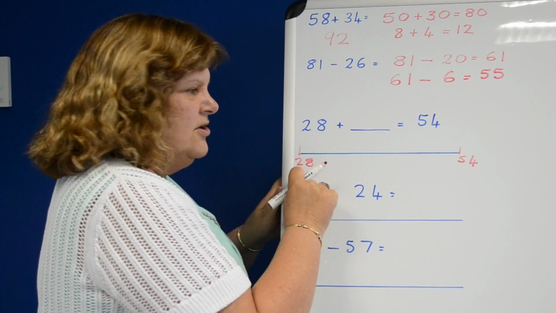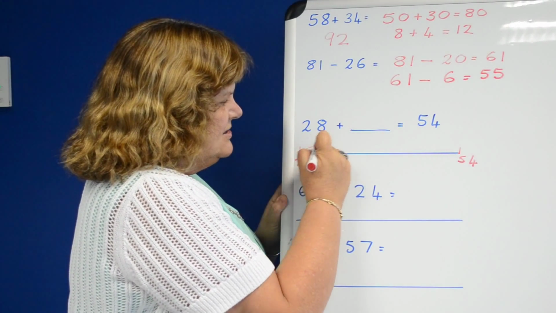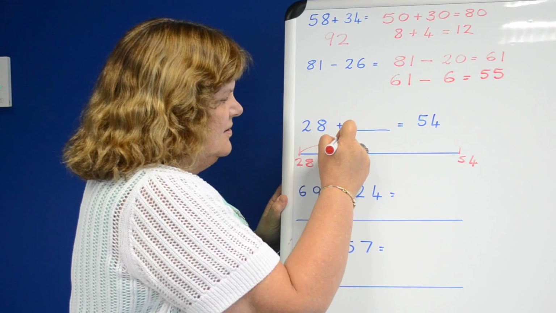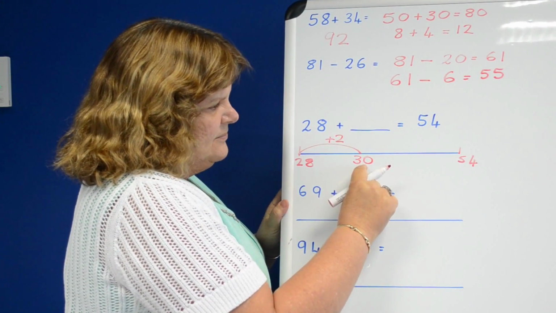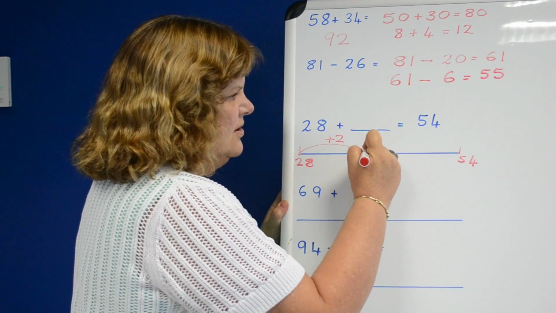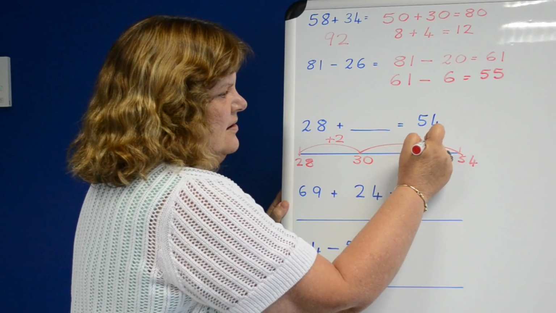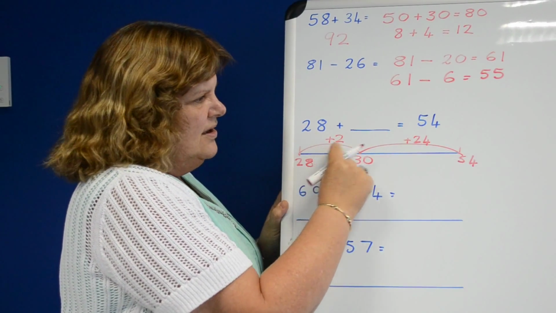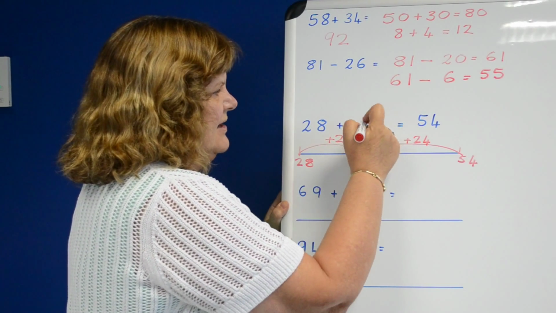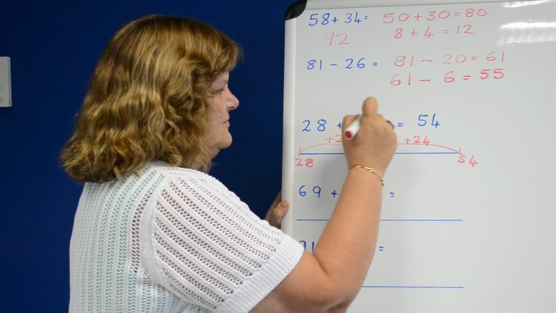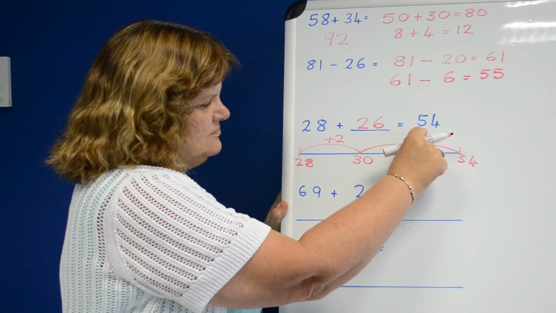I'm going to use rounding to a tidy number to help me to solve this one. 28 plus 2 is 30. 30 is my tidy number. Now I'm going to jump from 30 to 54, 24. So I've jumped 2 and I've jumped 24. I need to add my jumps together, so my answer is 26. 28 plus 26 is 54.